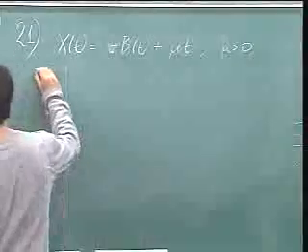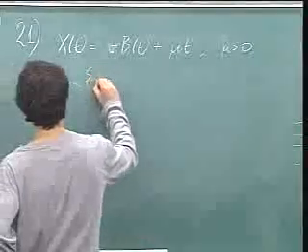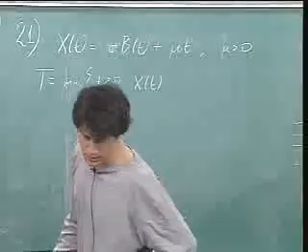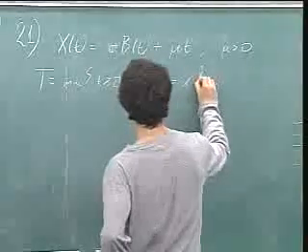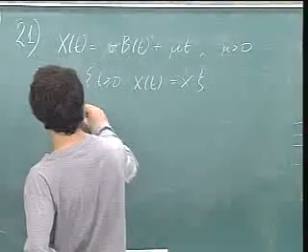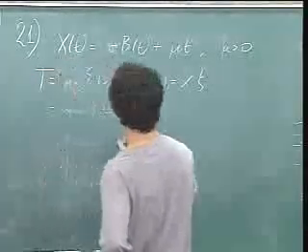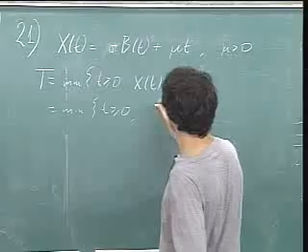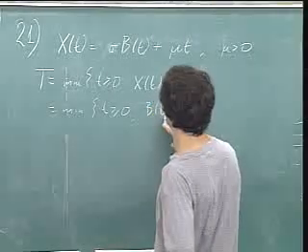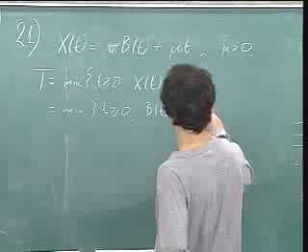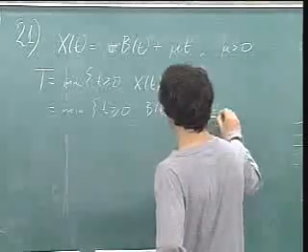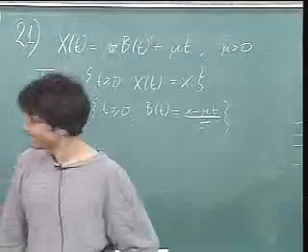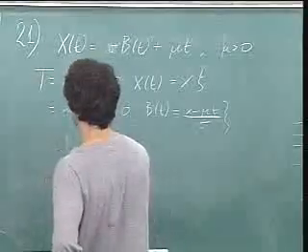Now we define the stopping time T to be the minimum time such that X(t) hits a level x. If we rewrite this in terms of the Brownian motion, it's the minimum time that the Brownian motion hits the level B(t) equal to (x minus mu t) over sigma. And we want to figure out what the expected value of T is.